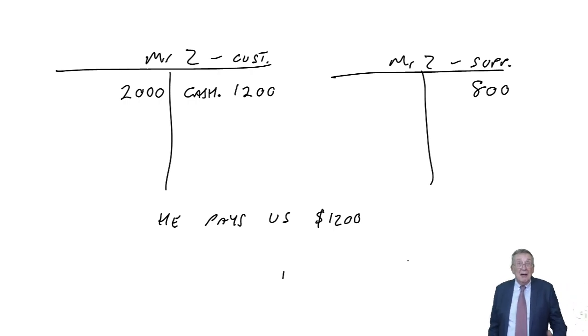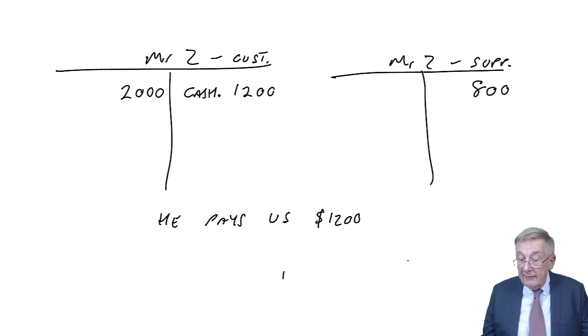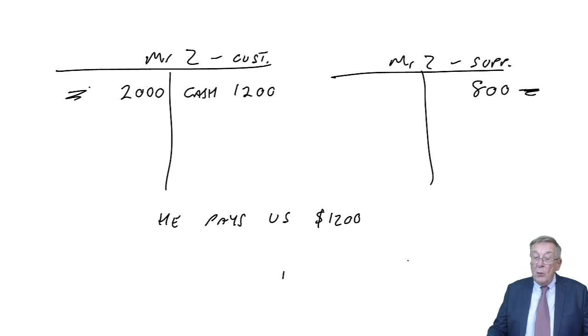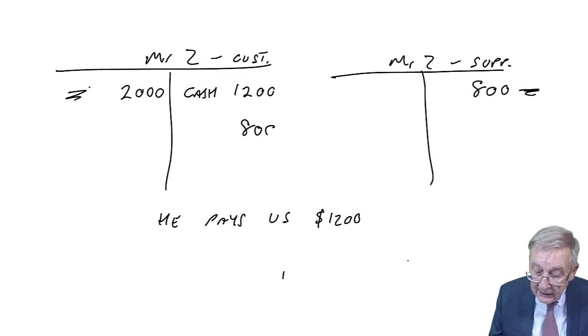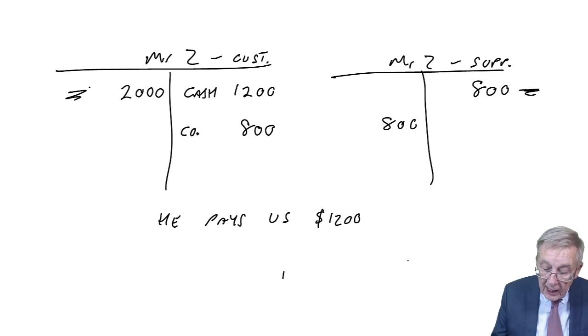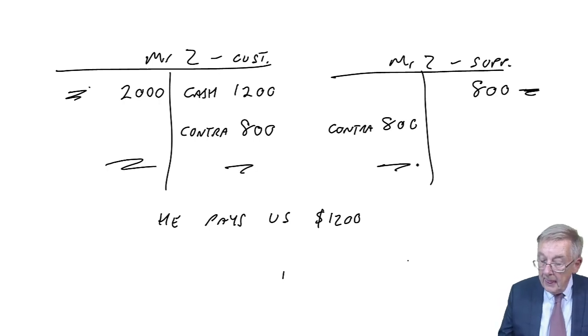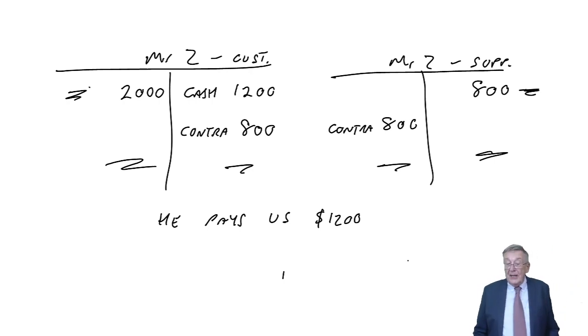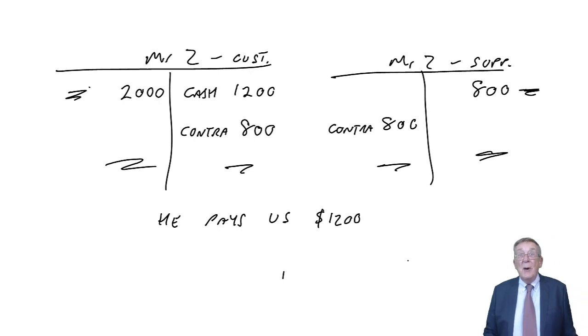But yet again, we can't leave it like that. We can't leave us as owing him 800 and him as owing us 800. Be silly. And so how do we cancel them? We credit the customer 800, debit the supplier 800. The contra entry. And there we are. The customer's clear, the supplier's clear. We're happy.